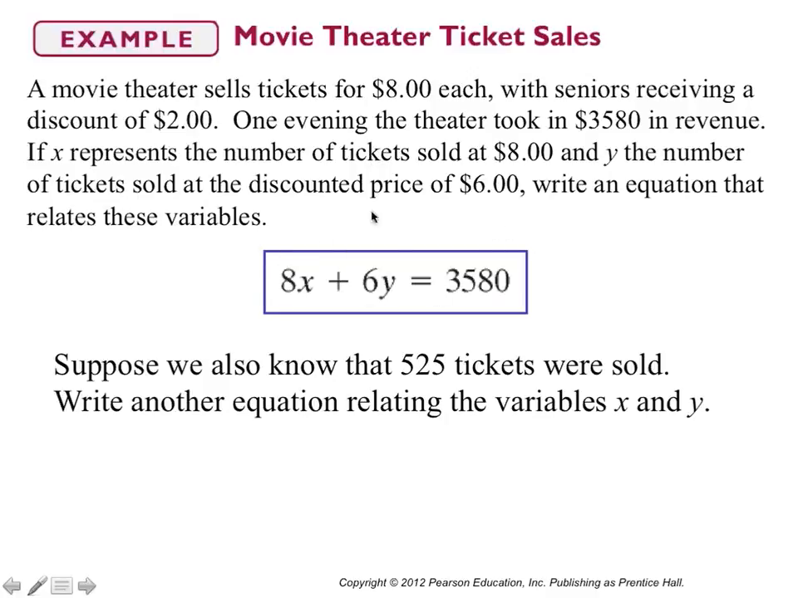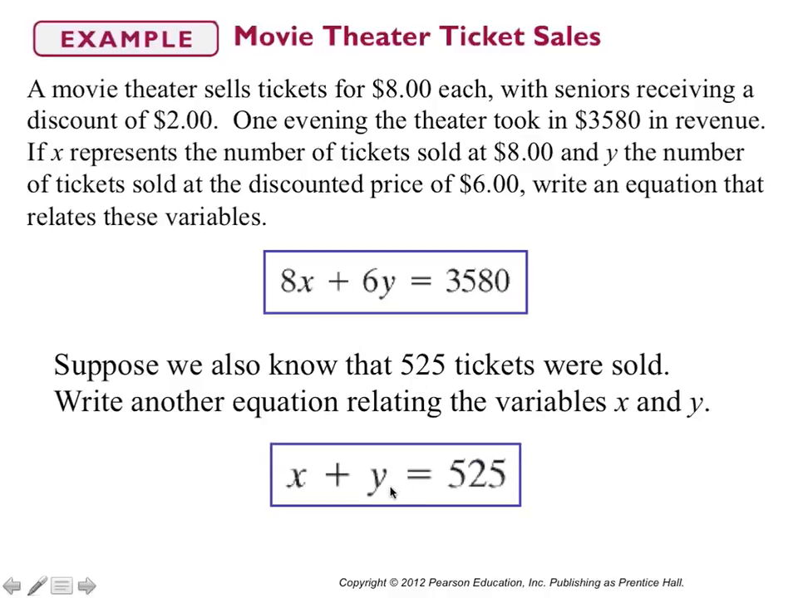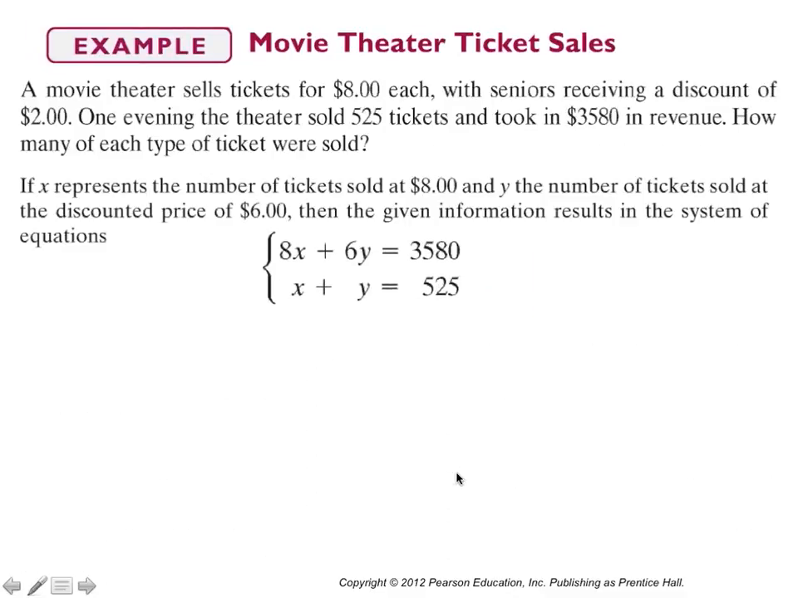So this allowed us to write an equation related to revenue. And now we're going to write an equation related to the number of tickets that were actually sold. So if we know that the total number of tickets was 525, that means if we add x and y together, we should get 525 tickets. So we have our two equations here, which have just been rewritten here. 8x plus 6y equals 3580, and x plus y equals 525.